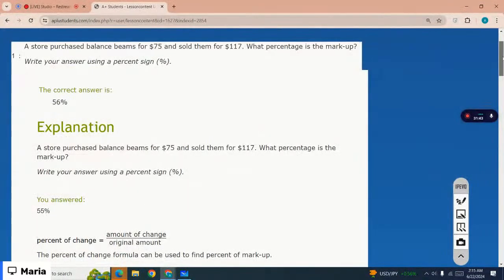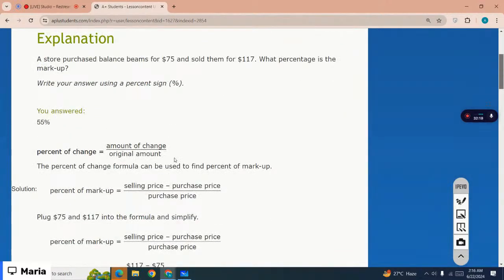A store purchased balance beams for $75 and sold them for $117. What percentage is the markup? Okay, so the original price is $75, right? And they sold them for 117. You have to calculate what percentage is the markup, right? So percentage of change is amount of change divided by the original amount. And how do we calculate the amount of change? We can calculate the amount of change by subtracting the selling price minus the purchase price. The selling price is 117.